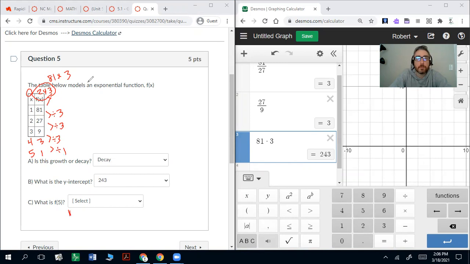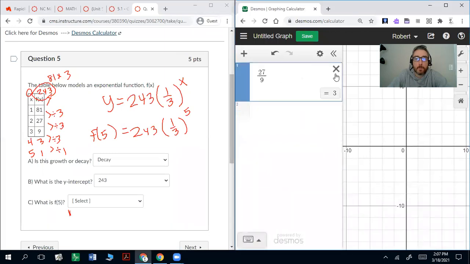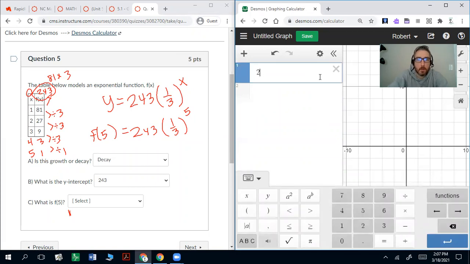You could also write the function. Since it's decay, you'd say y equals your y-intercept, and because you're dividing, it's 1 over 3. That's your decay rate. And then it's raised to the x power. So if you plug in 5 to evaluate f of 5, that should give you 1. So let's double check that. And there's your 1.